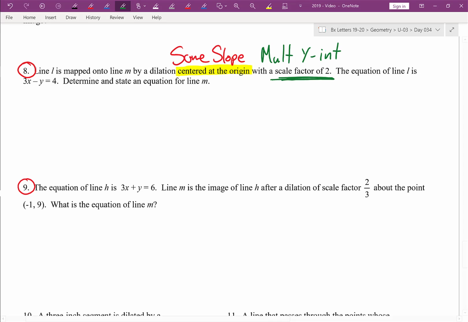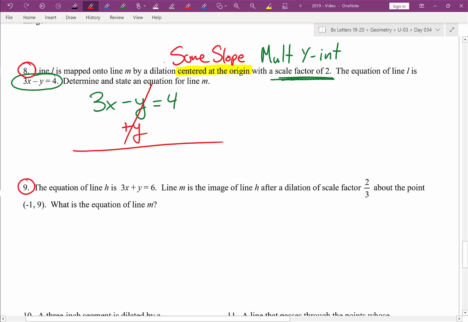And let's see, here's my equation. So we have to solve this for y. I like my y's to be positive, so I'm just going to add y to both sides. And I'm going to get 3x equals 4 plus y.